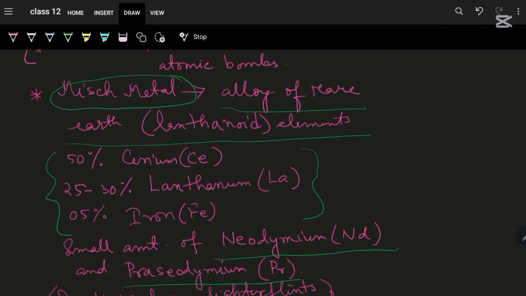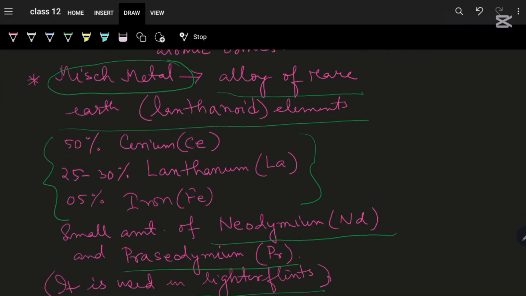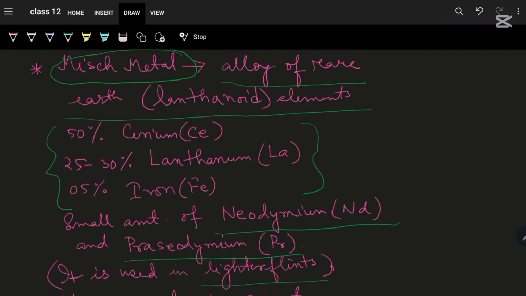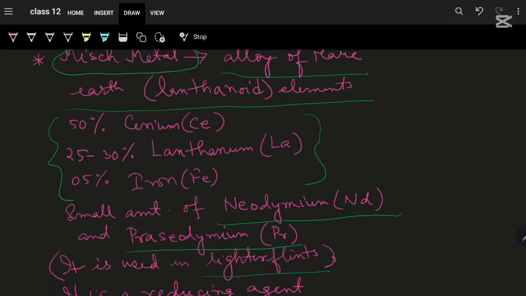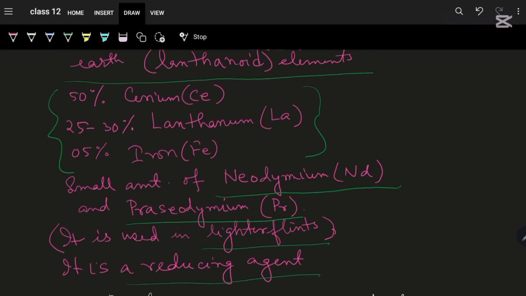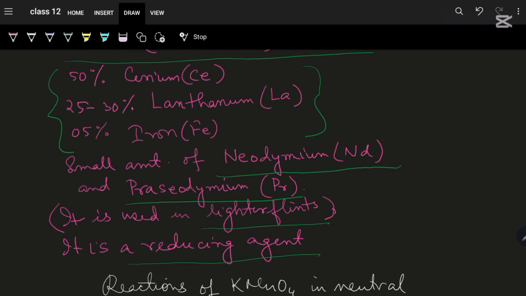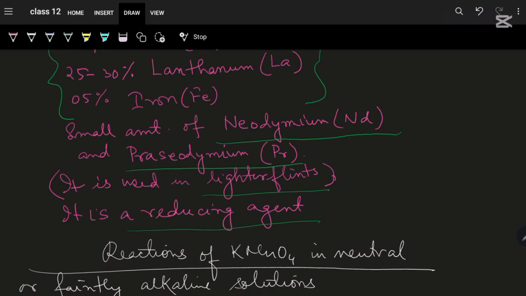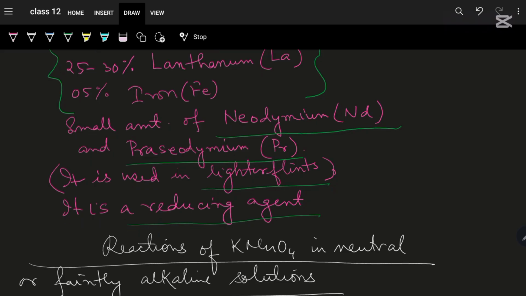Now, mish metal is an alloy of rare earth elements, of lanthanoids. In its composition, we can see 50% cerium, then 25 to 30% lanthanum, 5% of iron, and a small amount of neodymium and praseodymium, that is Nd and Pr. But mostly it has what? Cerium. So it is used in lighter flints, that means gas lighters and all these things. It is also a reducing agent.